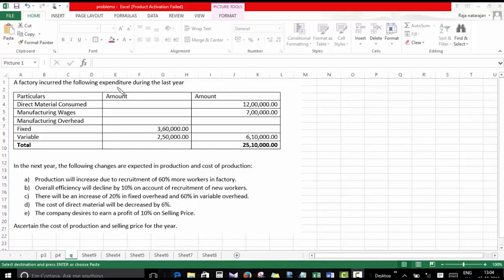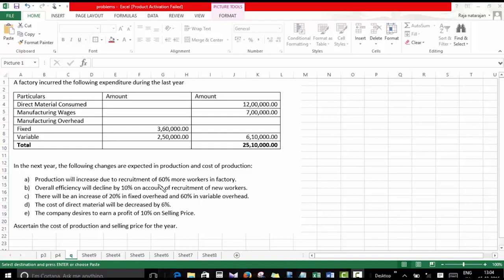Your factory incurred the following expenditure during the last year. You have information about the materials consumed 12 lakh, manufacturing wages 7 lakhs, manufacturing overheads: the fixed one is 3 lakh 60,000, variable is 2 lakh 50,000, so total is 6 lakh 10,000, and total cost is 25 lakh 10,000. In the next year, the following changes are expected in production and cost of production.